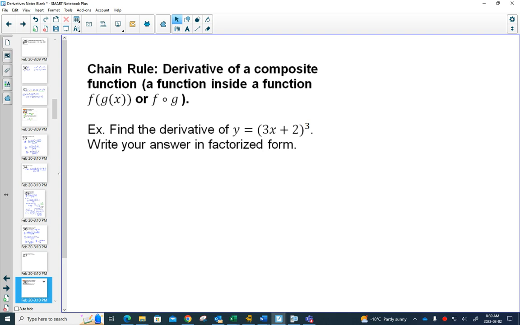So that could look like this. 3x plus 2 is inside something getting cubed. In function notation, what I've underlined here in green is probably what you're used to for a function inside of another function. Here, g of x is inside of f of x.